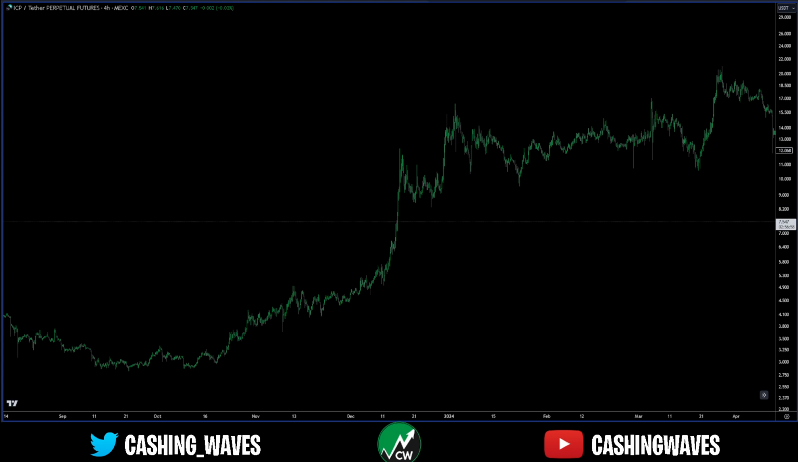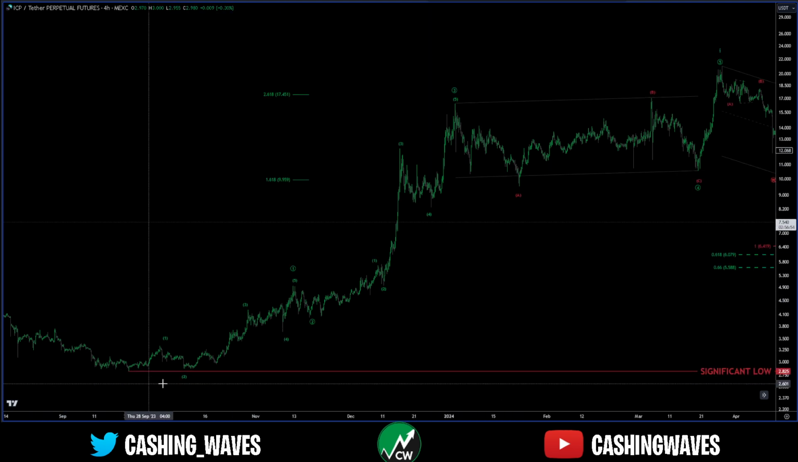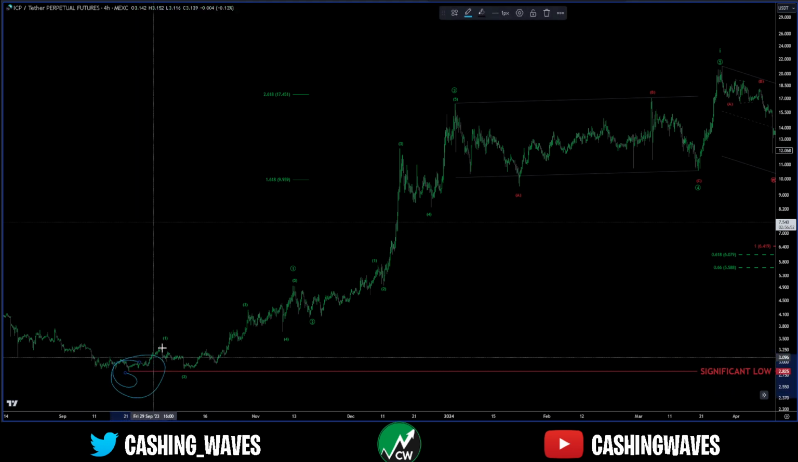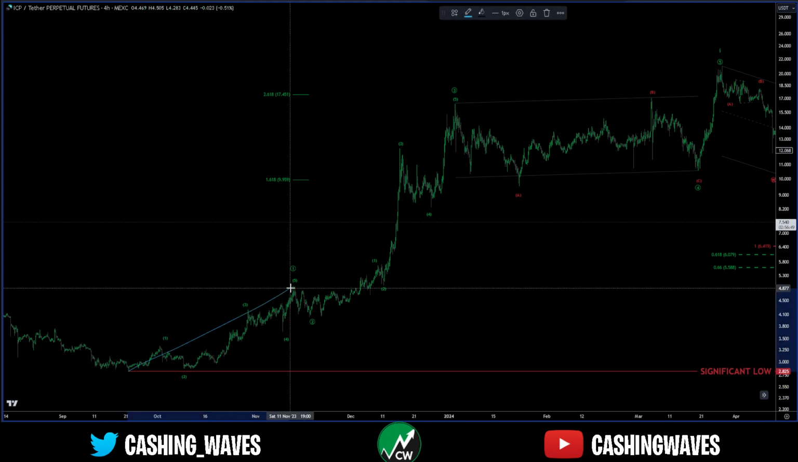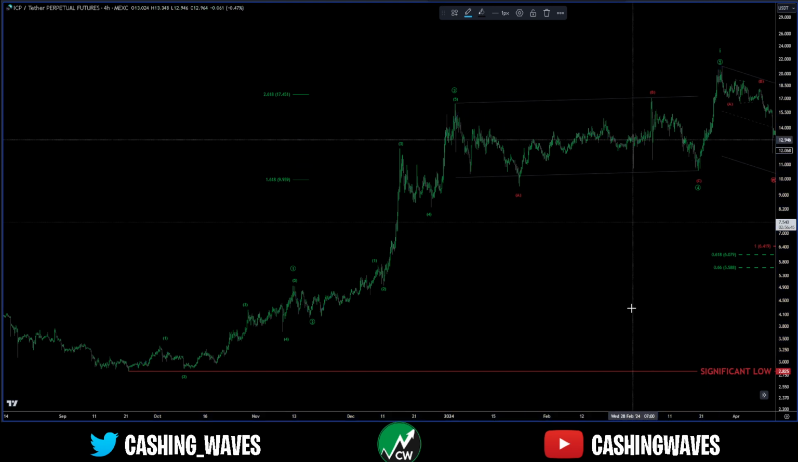In a moment, I'm going to get into the micro counts, but just wanted to show you on the 4 hour my primary count. And that is since our significant low at 282.5, we had a 5-wave move to the upside up to around $20.